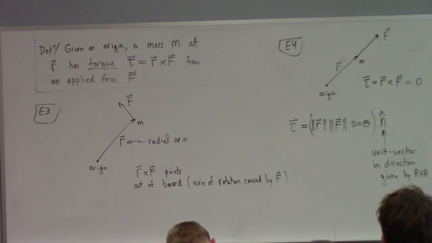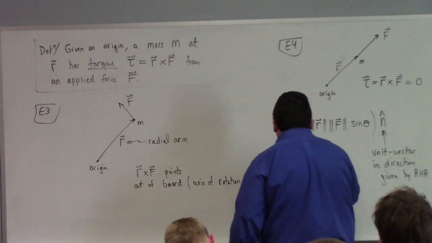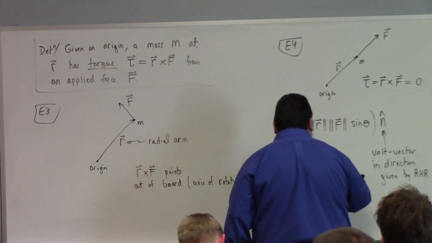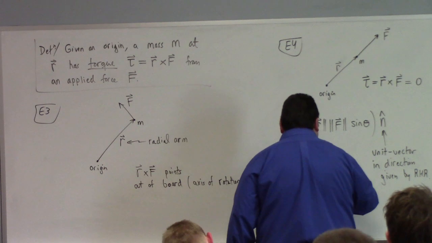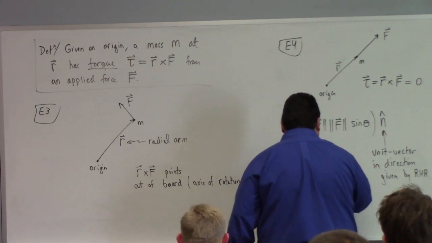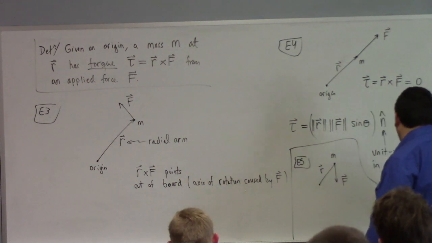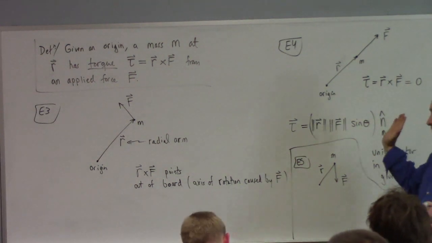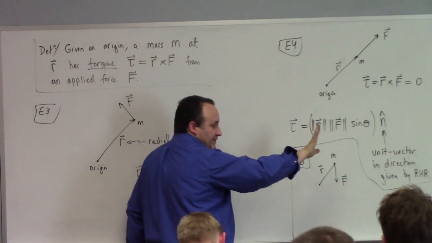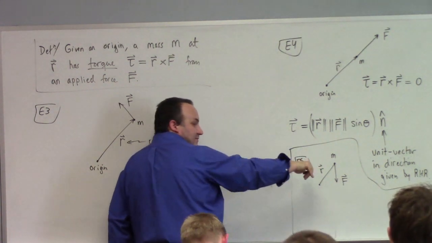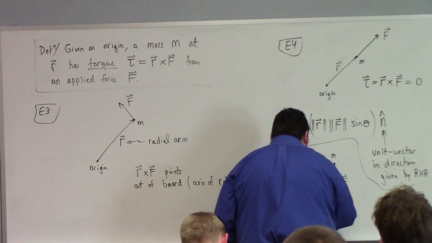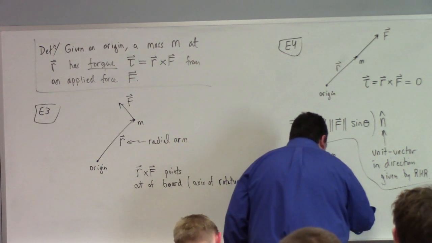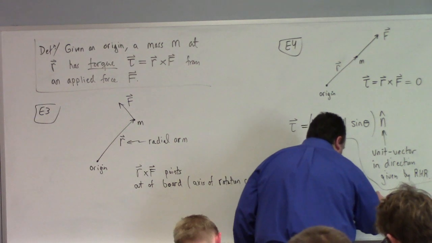So what would happen if instead of the force pointing that way, we pointed it like example five? I take a point, here's my mass again. Instead, let's make the force point like that. So I do R cross F. Now this time, I have to turn my hand over in order to curl into F. My thumb is pointing into the board. So here the torque, R cross F, points into board.